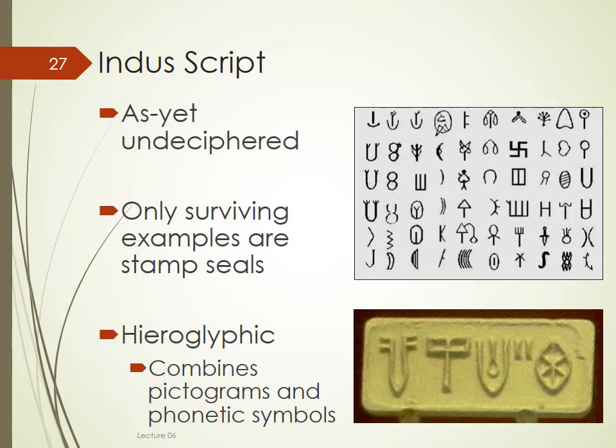Because the only surviving examples of the script are short snippets from these seals, linguists have been unable to gather enough of the language to properly decipher it. We've identified over 400 symbols in the script, suggesting it's a system similar to hieroglyphics. Like the Egyptian system, it combines some pictograms that represent whole words with other symbols that represent phonetic portions of words. But without more knowledge of the language being written or multilingual inscriptions, we'll likely never be able to read the script.